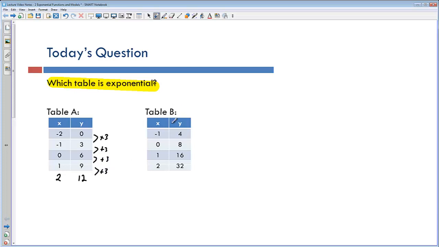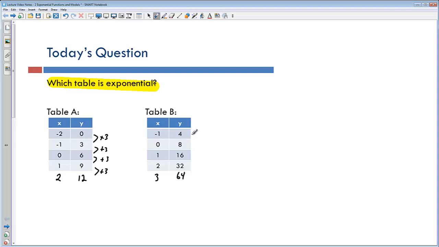Whereas over here in table B, if we look at it, the inputs are also increasing by 1. But the outputs are doing something different. So here it goes 4, 8, 16, and 32. So they're not increasing by a constant number, because if they were, this would be plus 4, and then plus 4 would be 12, but it's not, it's 16. But you can guess at the next answer. So 4, 8, 16, 32. I bet the next one on the left, of course, would be 3. On the right, I bet it would be 64.